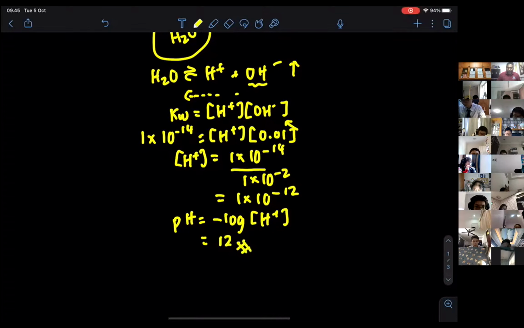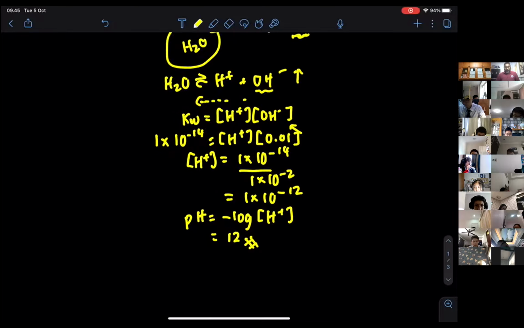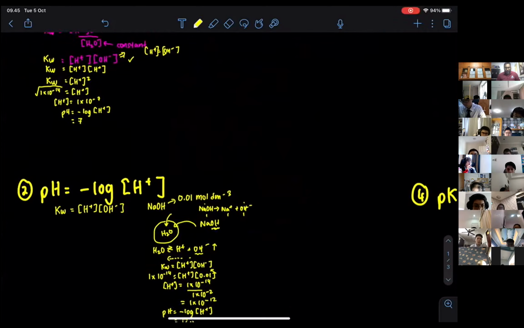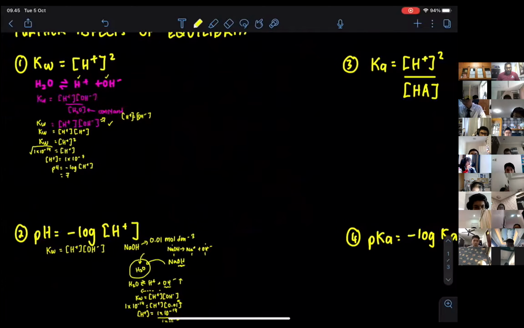So I've managed to calculate the pH of sodium hydroxide. That is the reason why we need to learn about this Kw formula. Don't think that Kw, the ionic product of water, is only for pure water. No, we will use Kw for all the situations, for sodium hydroxide, potassium hydroxide, and so on.